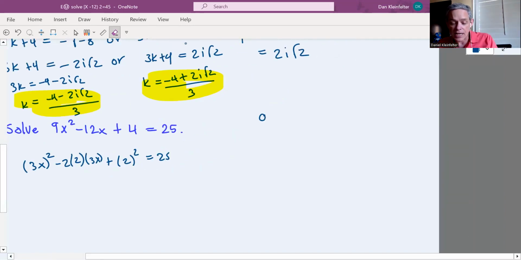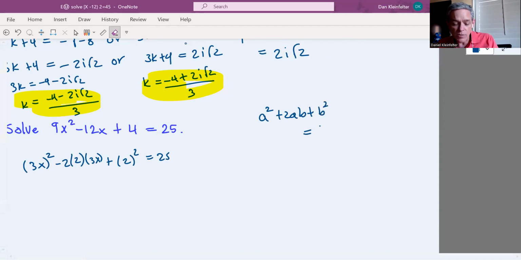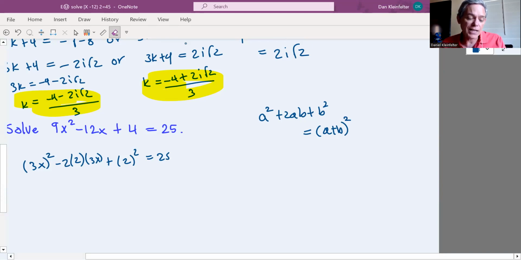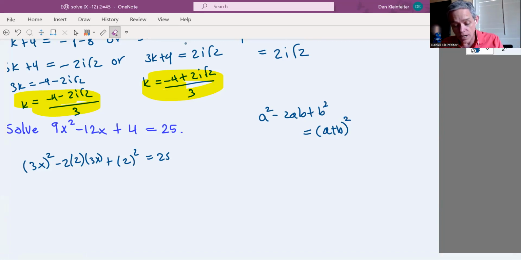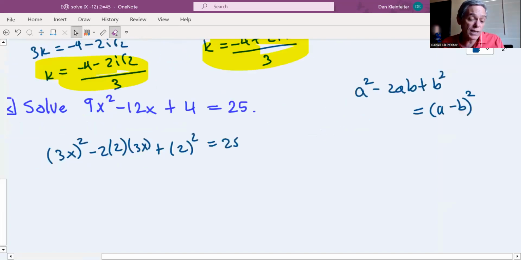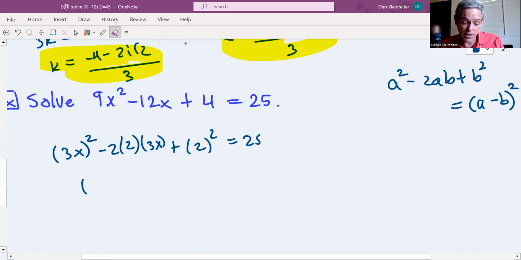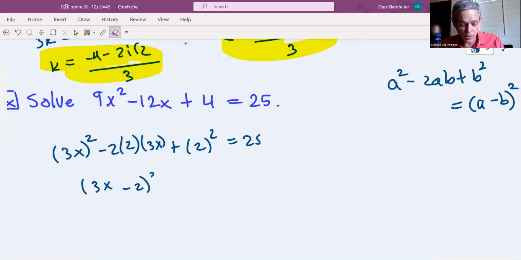So what we're getting at here is the perfect square trinomial formula. You may remember it is a² + 2ab + b², and that's equal to (a + b)². I was just trying to recognize 9x² - 12x + 4 as a perfect square. Let me make it match. There we go. So we can see that the left side here is a perfect square. It's (3x - 2)². And then the right side there is 25.